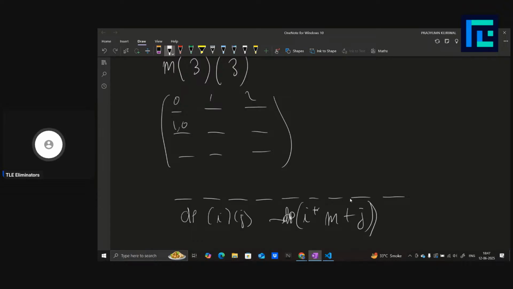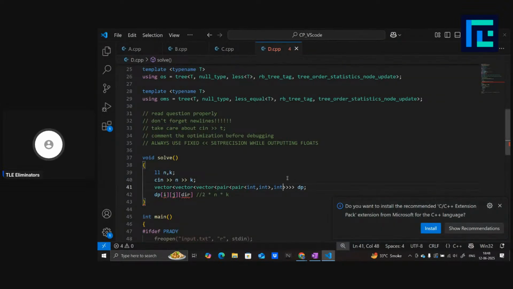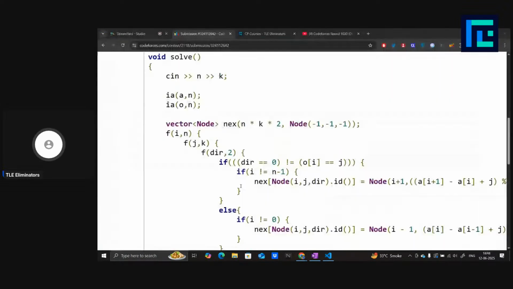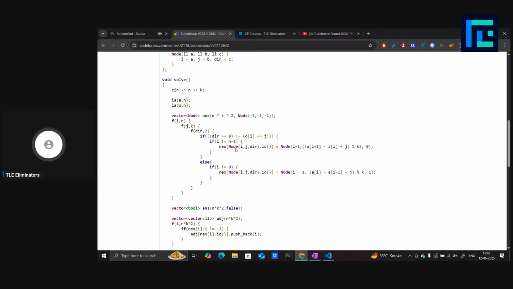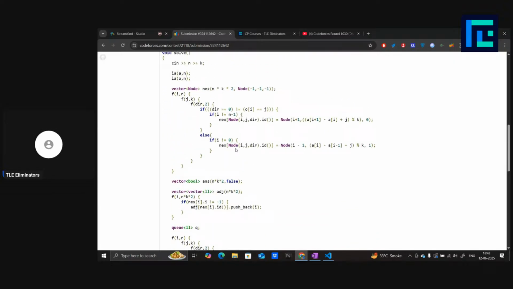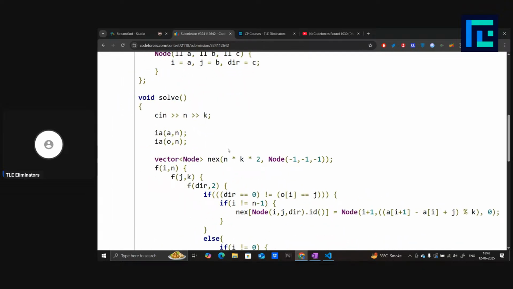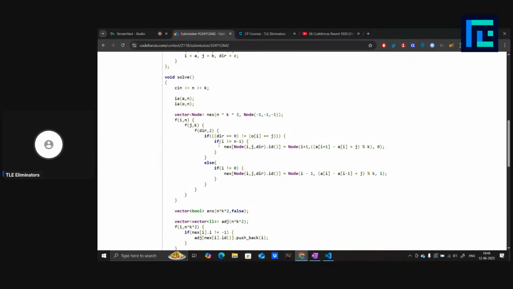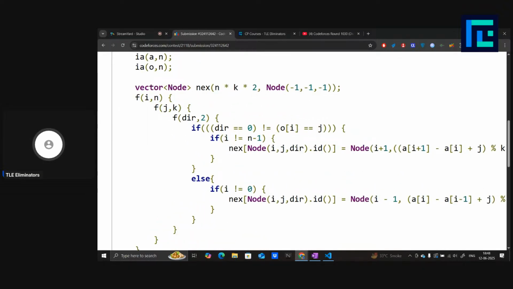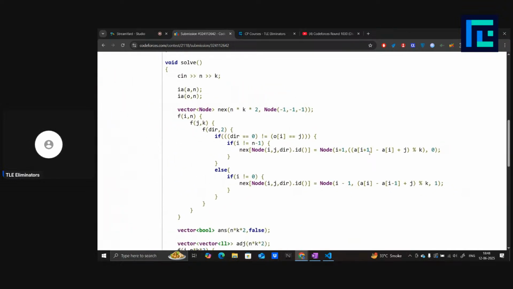I did this, but you don't need to do that. It is optional. I just did this because the 3D vector seemed very ugly to me, but actually it is not required at all. In fact, the code that I'll send you, I'll change it. I'll just make a vector of node, and I'll make it a 3D vector for you. But here just bear with me. Just forget this syntax. What I'm doing here, next of node of ij.id is equal to node of this one. Just ignore this.